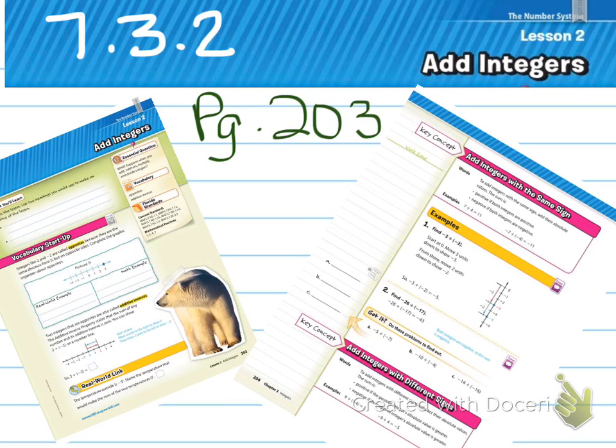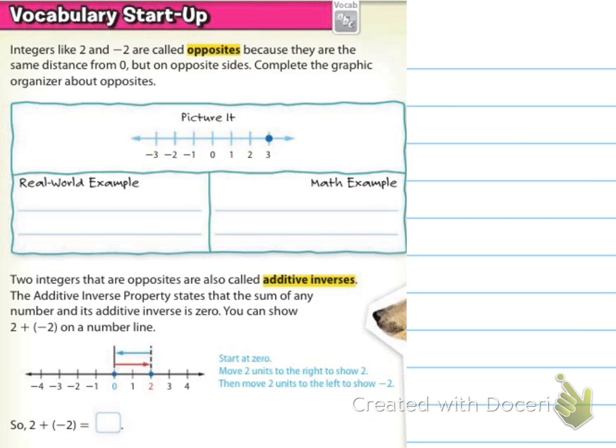Alright guys, so we're going to be looking at 7.3.2, add integers on page 203. So that's the 7th grade textbook, chapter 3, lesson 2, add integers. So make sure that you write that along the top of your page, and then whenever you're done you can move on to the next slide. Pause the video if you need to.